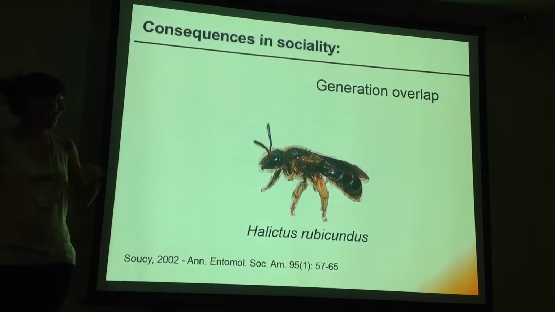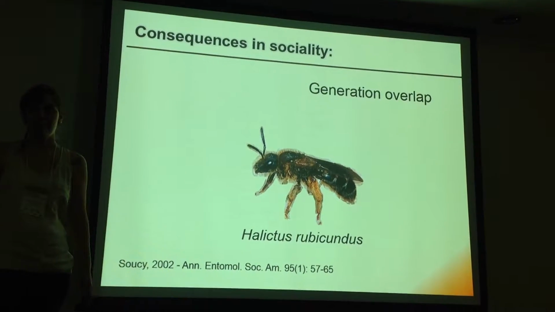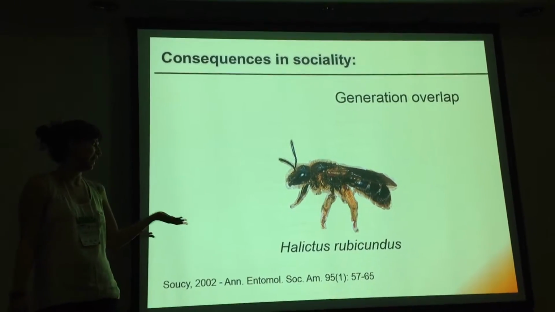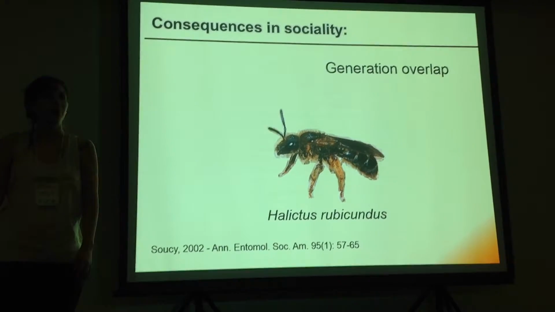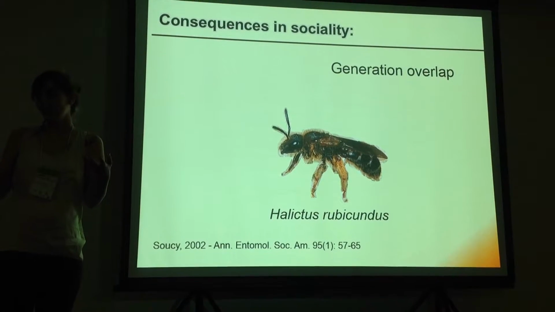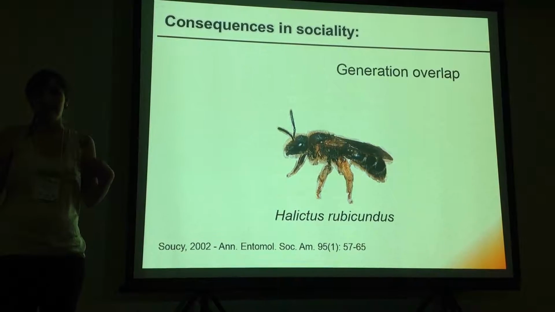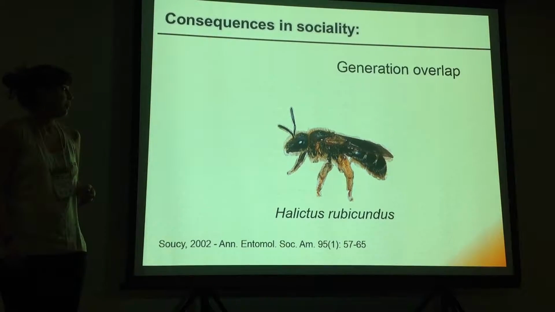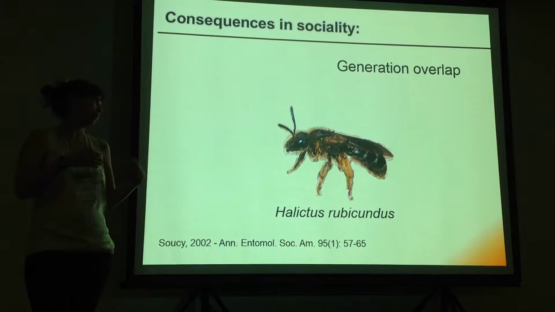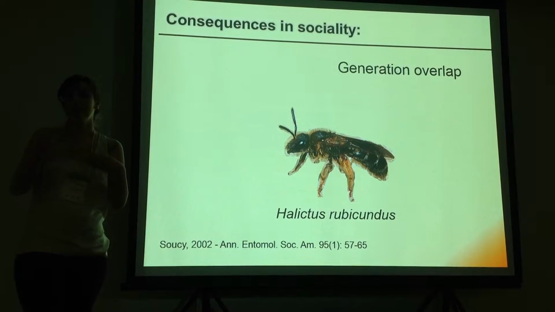One of the classical examples of how bivoltine behavior may influence social behavior in bees is the bee Halictus rubicundus. These bees may be solitary or social, and when the females are solitary, they are univoltine, and when they are social, they are bivoltine. Because when they are bivoltine, it's possible to find generation overlap of the broods from the same female.